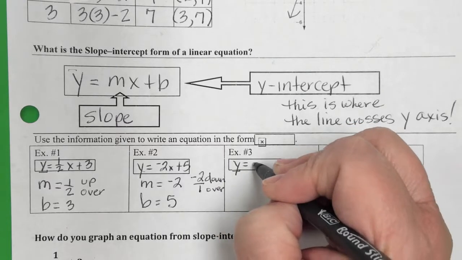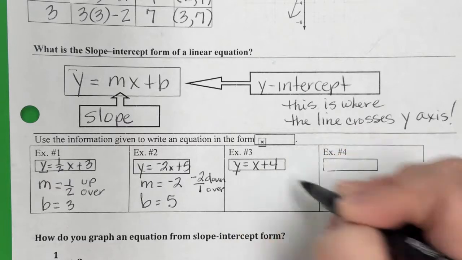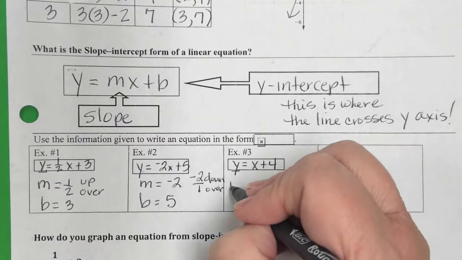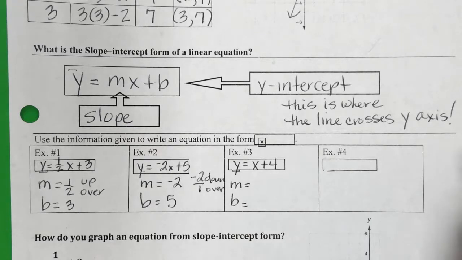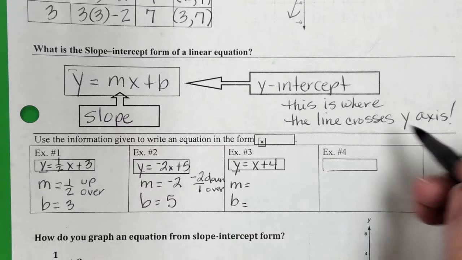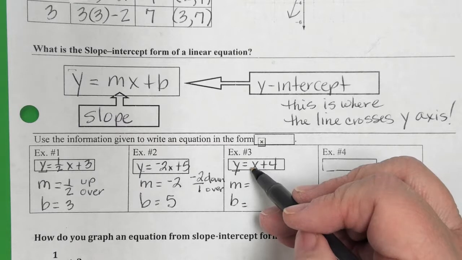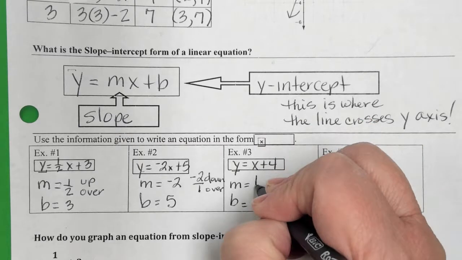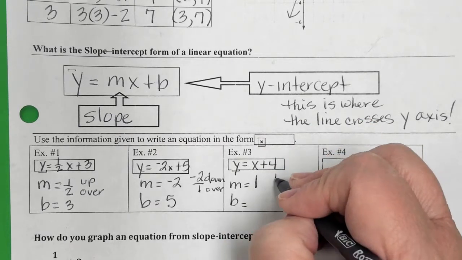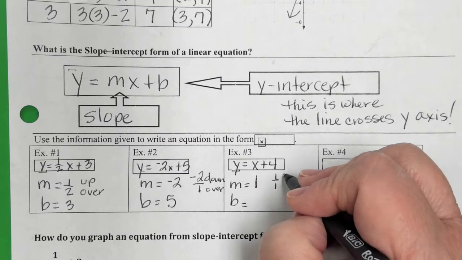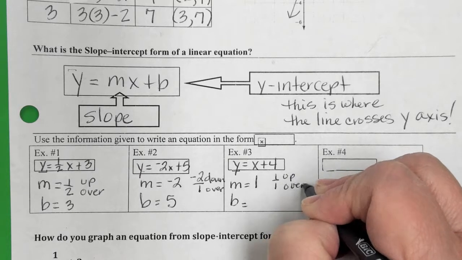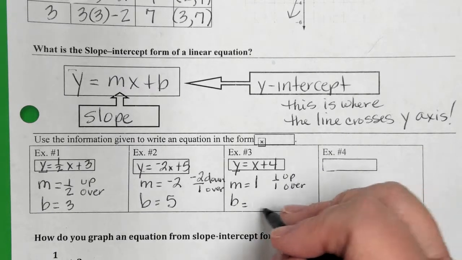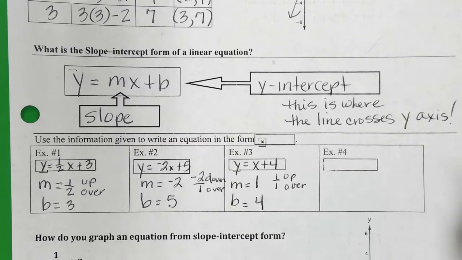Next, y equals x plus 4. Our slope is the coefficient of x. In front of x, we don't see a number, but remember, it's understood to be 1. If we change it to a fraction that doesn't change its value, it's going to be 1 over 1. Since it's positive, it's going to be up 1 over 1. And our y-intercept is going to be positive 4.